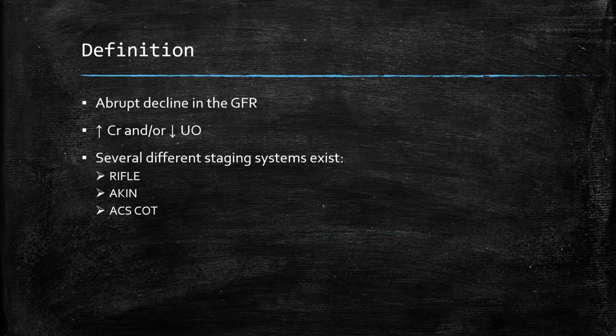The definition of acute kidney injury is an abrupt decline in the glomerular filtration rate. Practically speaking, this is going to manifest itself as a rise in creatinine, and usually, but not always, a decreasing urine output. There are several different staging systems in clinical use, and we'll quickly review several of the most common ones.